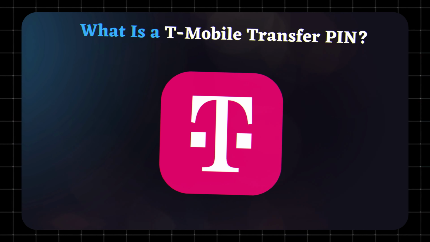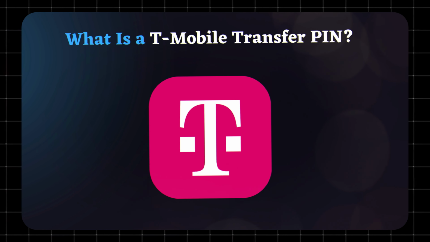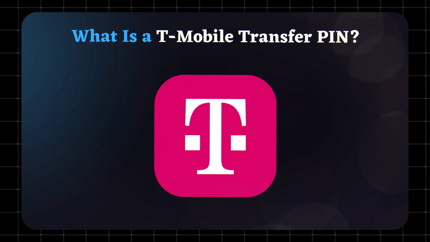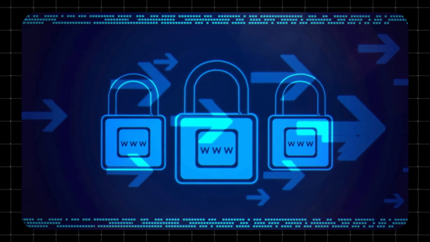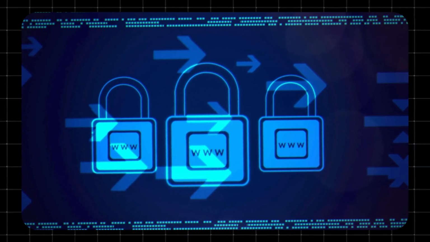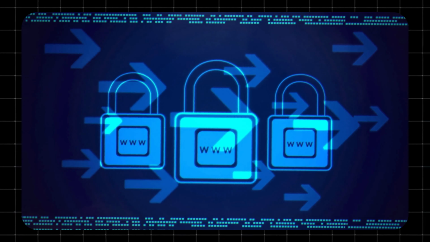What is a T-Mobile transfer PIN? A transfer PIN is a temporary 6-digit code that T-Mobile provides when you want to port your number to another carrier. This extra layer of security is designed to prevent unauthorized SIM swaps and number transfers. Without it, your new carrier won't be able to complete the number porting process.